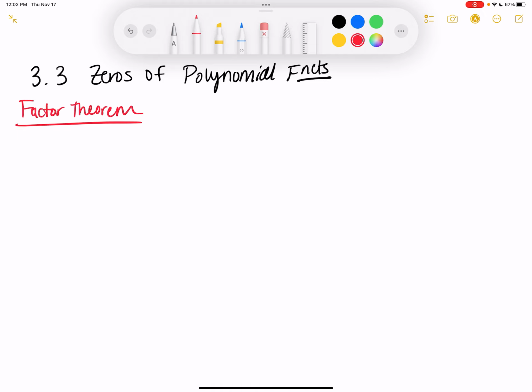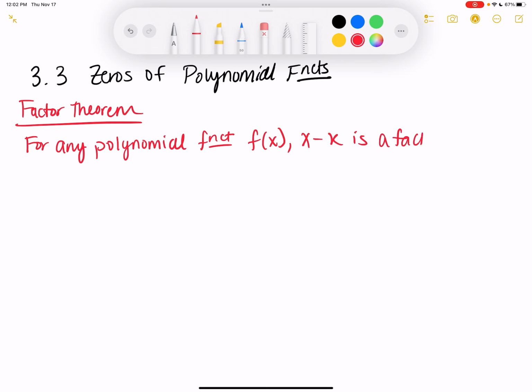So first we have the factor theorem, which says that for any polynomial function f of x, x minus k is a factor of the polynomial if and only if f of k is equal to 0. So if you plug in the value of k, when you get x equals k, then that should be equal to 0.